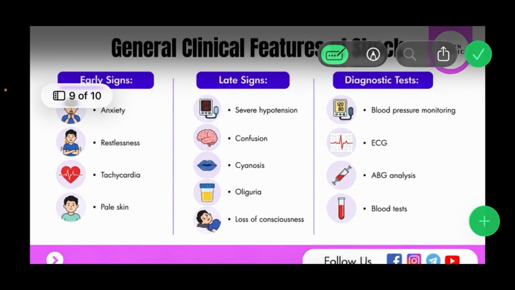Now diagnostic tests. There are some diagnostic tests through which we can detect shock, that is blood pressure monitoring. A nurse checks the blood pressure every 15 minutes in a patient with dengue shock syndrome to monitor worsening hypotension. Then coming to the ECG. ECG is performed in a patient with chest pain and shock to detect myocardial infarction causing cardiogenic shock. Then comes ABG analysis. In a patient with septic shock, it shows metabolic acidosis and a low oxygen level.